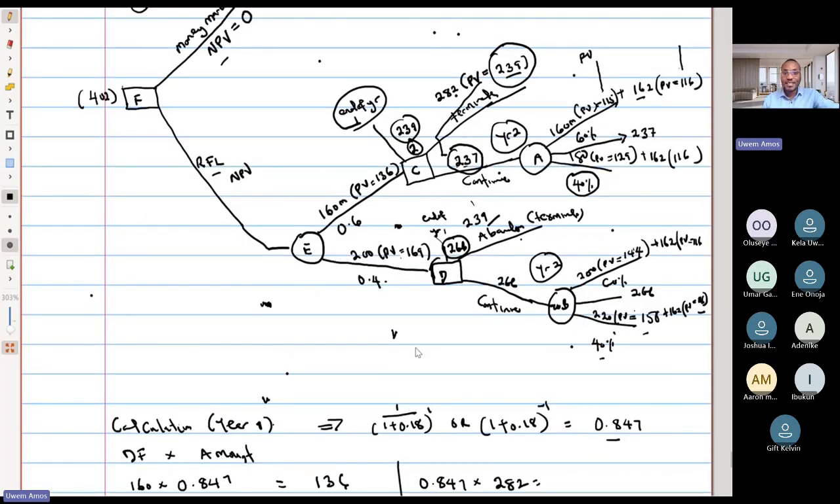On that point C, it is 239. On that point D, it is 266. Any question up to that point? We're solving from right to left. That's decision tree for you. We begin from the end part and then solve it to the beginning. Ibukun, please go ahead.